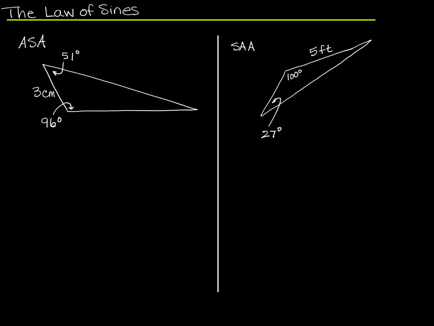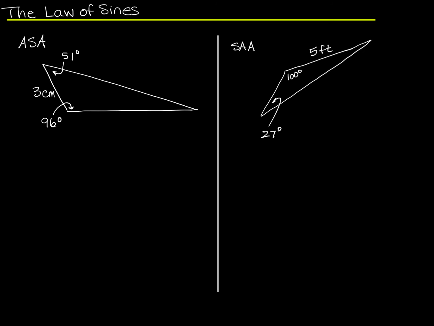Here are the two cases in which we can use the law of sines. Angle, side, angle. And you can tell from this that the side is sandwiched between the two angles. It's even in the notation. And side, angle, angle. If you pick a side, this one here is 5 feet, and then from there you go to the nearest angle, and then the next nearest angle, you'll have this 5 feet, this angle is 100 degrees, and the next angle over is 27. So the notation even tells us what order to go in.